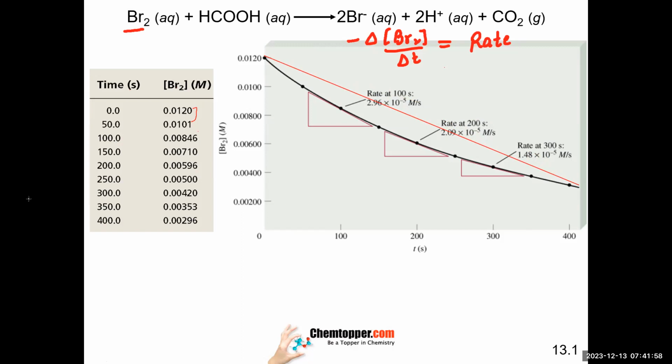You can see the change in concentration on this side as delta y. This is the y-axis. This is the x-axis. And the change in time as delta x. What is this delta y over delta x called for a line? Slope. Is this slope constant? No, it's changing continuously.